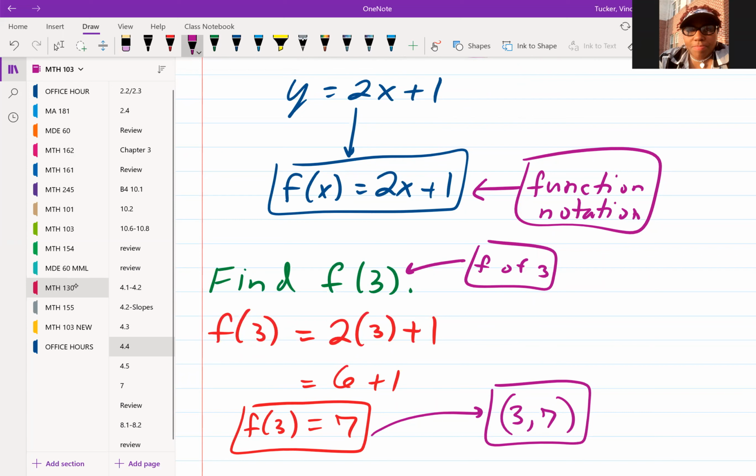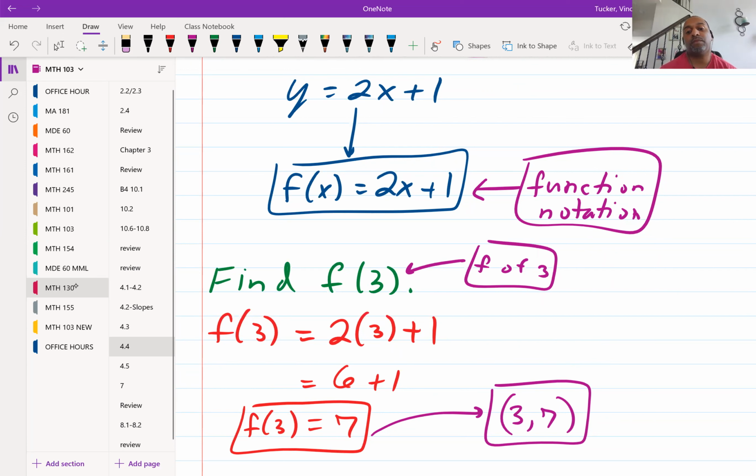So you plug in 3 into your function, then you calculate 2 times 3 is 6, 6 plus 1 is 7. So you see the f of 3 is equal to 7, and that means they give you the information as far as the ordered pair is concerned. Remember, you plugged in 3 for x, and you get out 7. So that's going to be your y. So that means your ordered pair will be 3, 7.